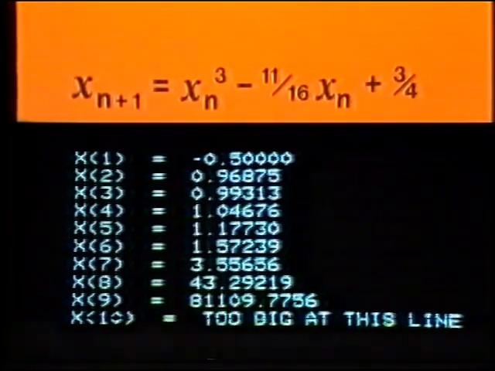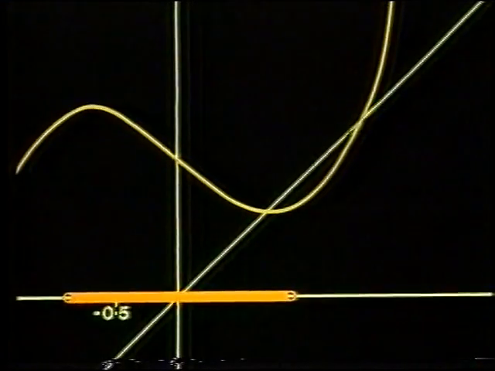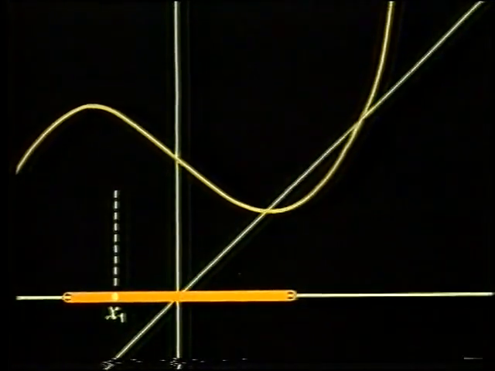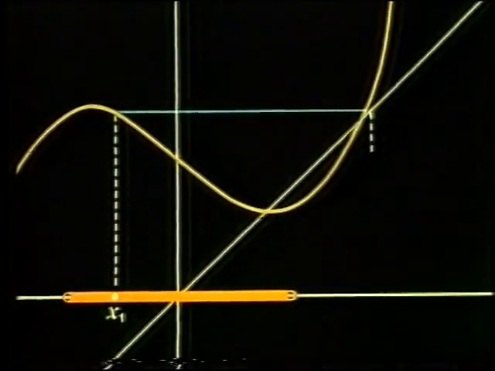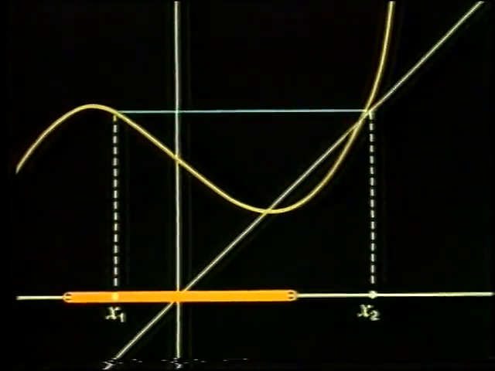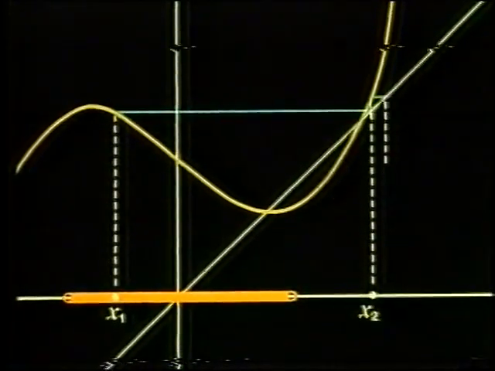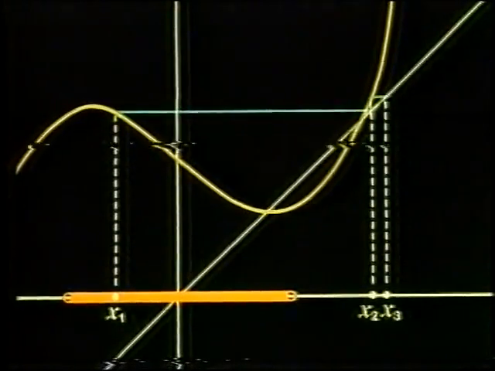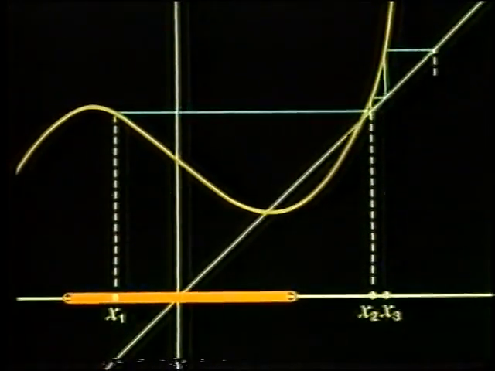Well, that's a bit embarrassing. It's not converged. Well, why not? We started in the interval, so we should have got closer to alpha. But x2 is outside the interval. And x3 is even further away. And we get a staircase away from the solution.